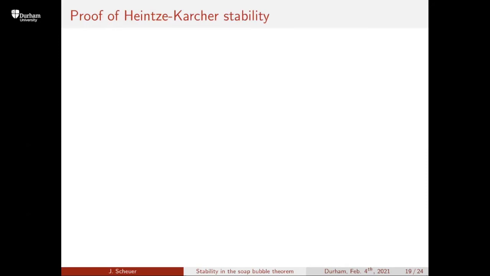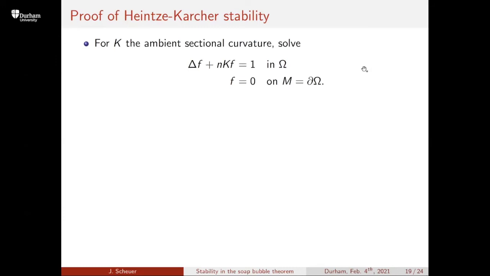So it also comes down to solving a Dirichlet problem. But now we have to include the ambient curvature here. So K is the sectional curvature of the ambient space. We solve this modified Dirichlet problem. And what we also need here is a quantitative Hopf lemma.